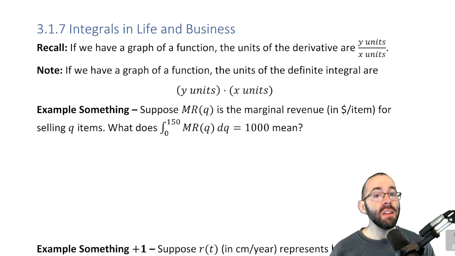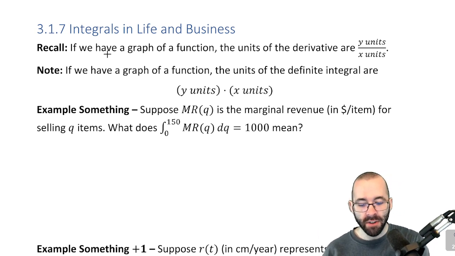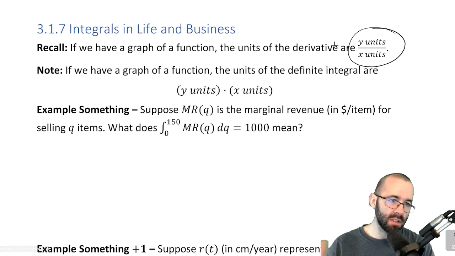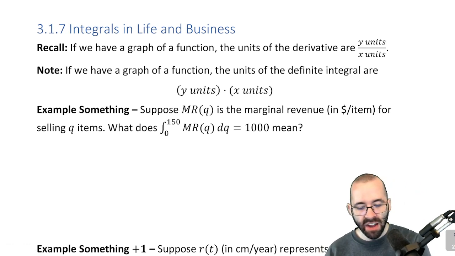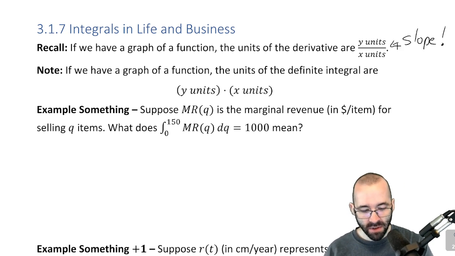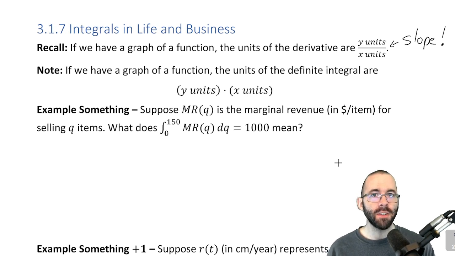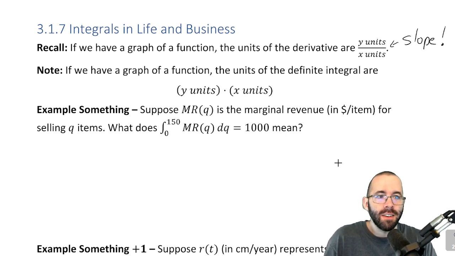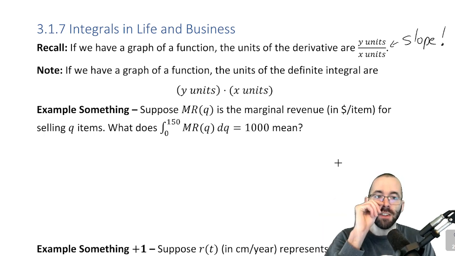Well, remember, for derivatives in chapter 2, if we have a graph, the units of a derivative are the units of y divided by the units of x. Why? No pun intended, because derivatives are slopes. Slopes are rise over run. Change in y over change in x. So the units look like slope too.